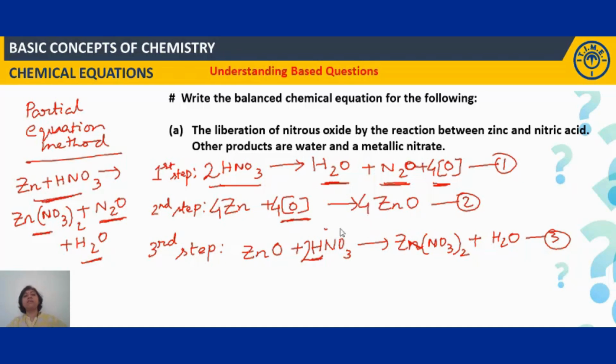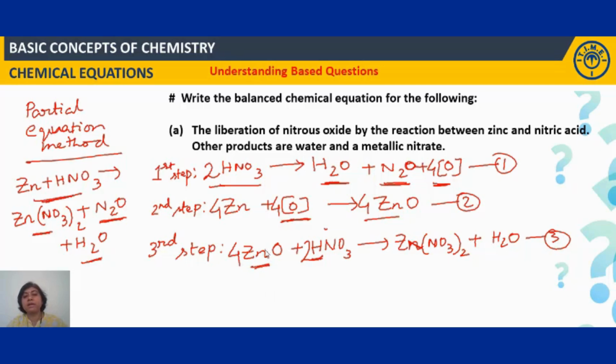Now you can see zinc oxide is also not there in the products. That means that is also an intermediate product. So the product obtained in equation 2, that is zinc oxide, is consumed in the third step because that is the reactant in the third step. That means this also you have to get cancelled because this is not there in the final product. So the zinc oxide obtained in the second step must be totally consumed in the third step. So here 4 ZnO, here also you have to have 4 ZnO.